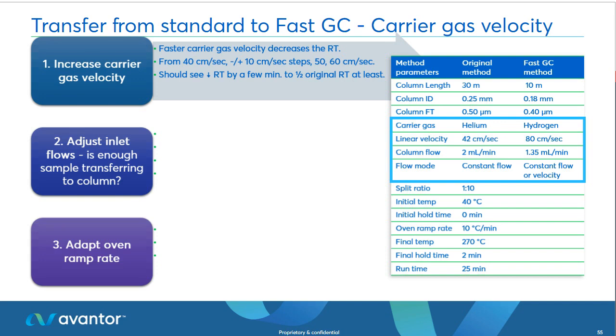The column flow has reduced because we've got smaller dimensions, and we have to stick to the limits of the column as well, because each dimension will have different flow rates that we can use within a range, and you'll get overpressures if you go too high with your flows. And then with the flow mode, again, we want to stick with constant flow or constant velocity. It depends on your software if it has constant velocity, but ideally we want to go for constant flow.